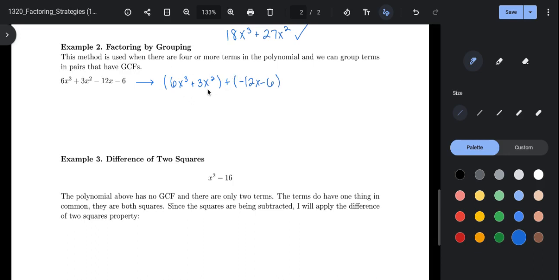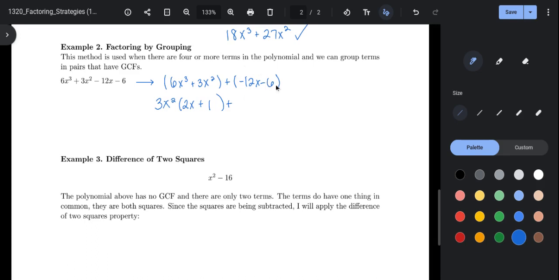So here I notice that 6 and 3 have the greatest common factor 3. And x cubed and x squared, we can pull out an x squared. So when we do 3x squared times what gets us 6x cubed? Well, that'll be a 2x. And then 3x squared times what gets us 3x squared? Well, that's going to be a positive 1.